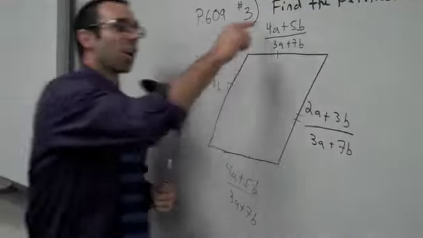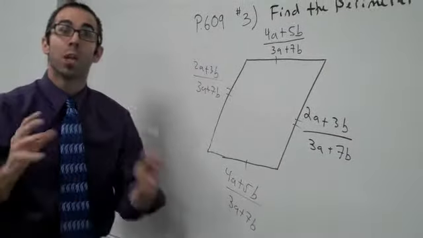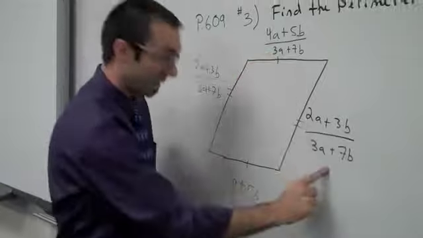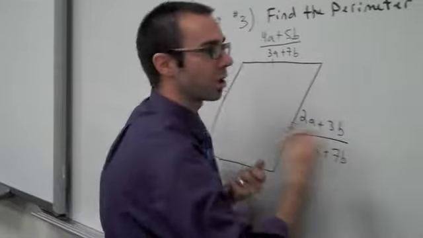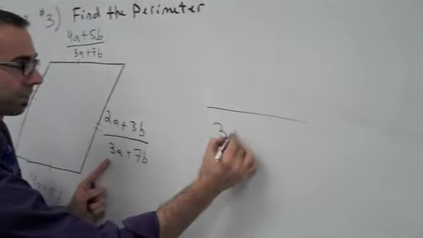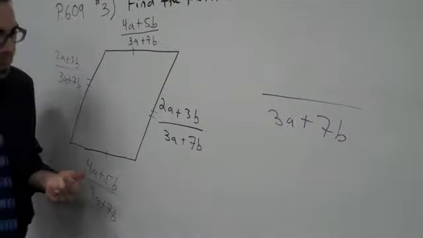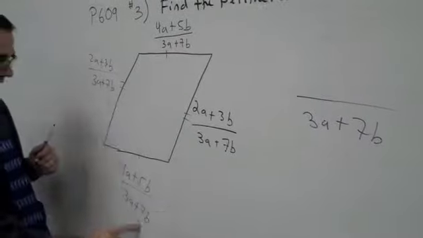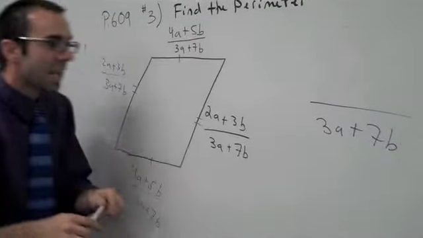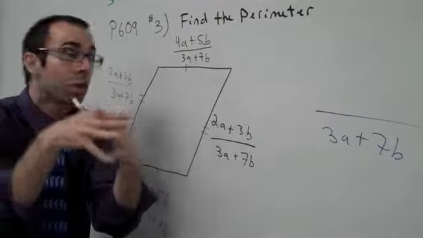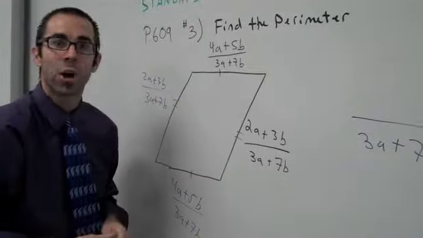So if we're going to add all 4 sides, we know because we are adding common denominators that our denominator is just going to be 3a plus 7b. Because when you add numbers that have the same denominator, you just keep it there. So because they're the same, we know what the denominator is going to be. And now let's just go ahead and combine together our A's, and then let's combine our B's.